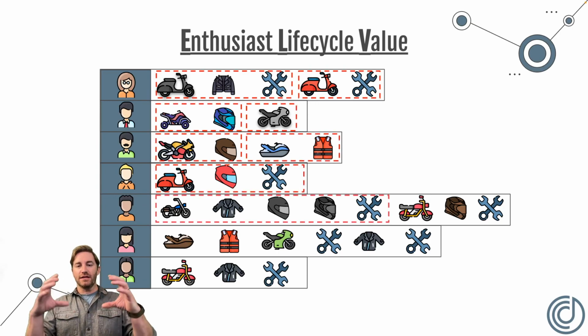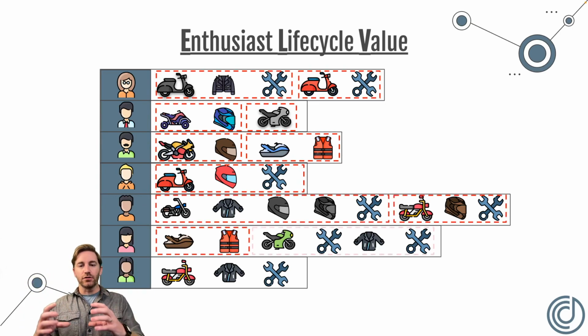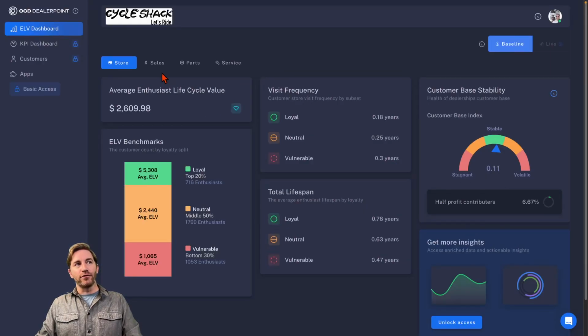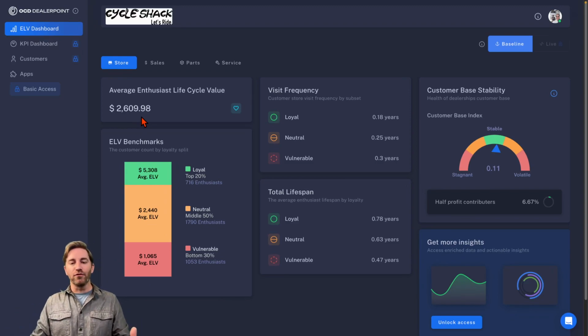Once we begin creating these little life cycles for every single customer, we can identify that average number we talked about before. If I go back over again, we can see that the average enthusiast lifecycle value based on that calculation for this example store is $2,609. Every unit they sell produces that much in gross profit for the life cycle with that particular enthusiast. Now, that is helpful, but we really want to know more about these individual customers, not just the average, but who makes up that average. And that's where ELV benchmarks come in.